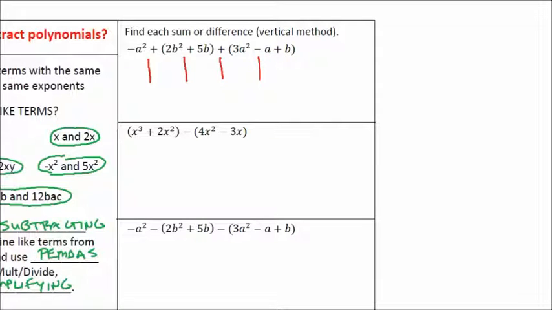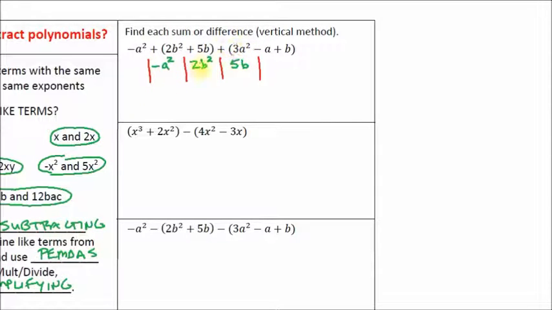All right, so here's what we do. We've got a negative a squared, so I'm going to put a negative a squared in this column. Now we're adding this, so we don't have to do anything to the sign. This is just plus 2b squared. I'm going to put that in the next column. Plus 5b goes in this column. And if you find another term that has the same variables with the same exponents, they go in the same column.